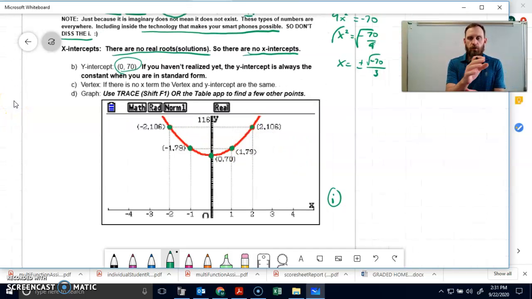You can stop the video, go work on the homework, pop back in if you want me to go over more with imaginary numbers. I'll do some of the homework problems with you in the live session if you want. But go ahead and get that done now.